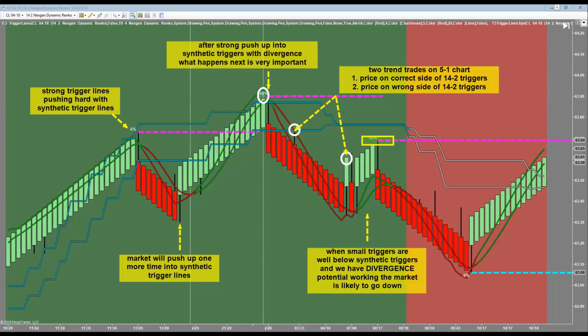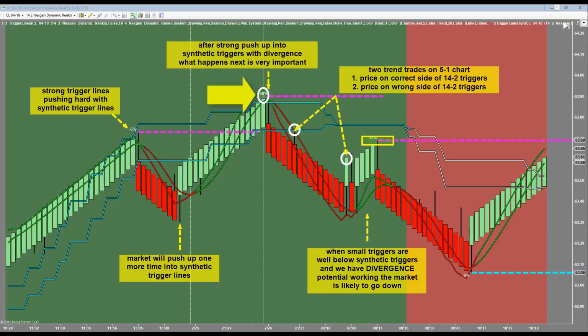I want to introduce the same concepts when you're looking at your 14.2 chart. If you have a very strong trigger line push to the upside and your small triggers get below the synthetic triggers, as long as the synthetic triggers are still crossed up, you're going to get one more push back up into the synthetic trigger lines. Now, same way we looked at on the 5-1 chart, what happens at the synthetic trigger lines once reached is very important.